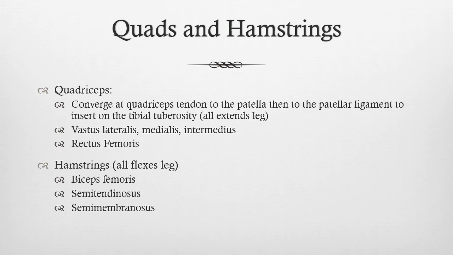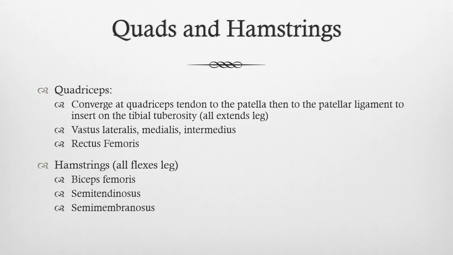The lower extremity is opposite of the upper extremity. Everything above the waist on the anterior side, for the most part, does flexion of the body, and then extension on the posterior side. But everything below the waist, everything on the anterior side just about does extension, and everything on the posterior side does flexion.